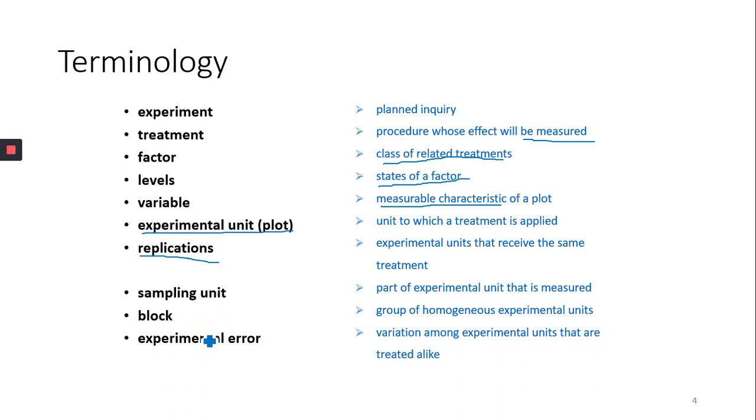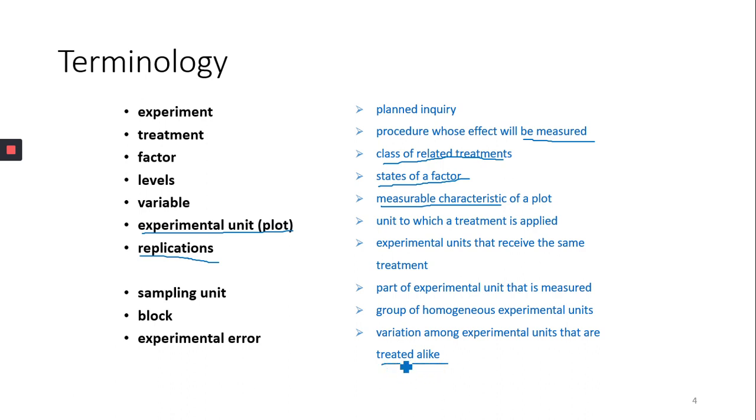What about a block? Group of homogeneous experimental units. I don't want you to be discouraged. You are going to realize how simple these terms are as we move on and as we give more examples to try and put all these terms into context. Experimental error, variation among experimental units that are treated alike.